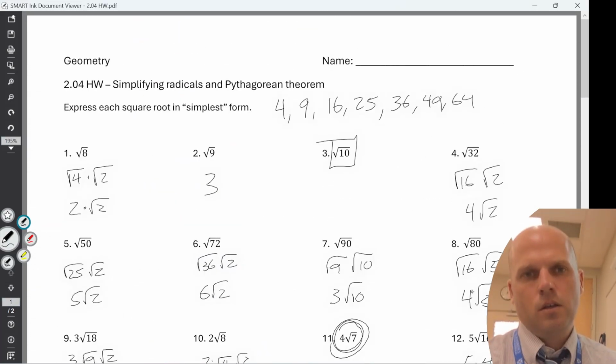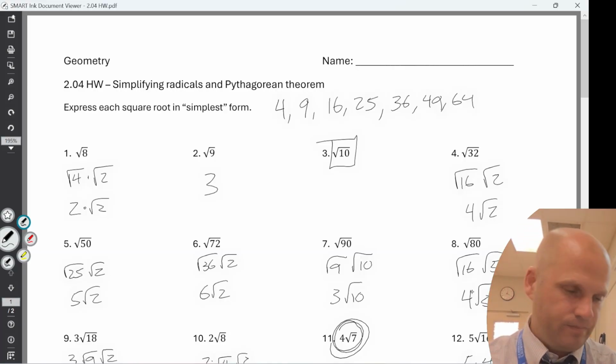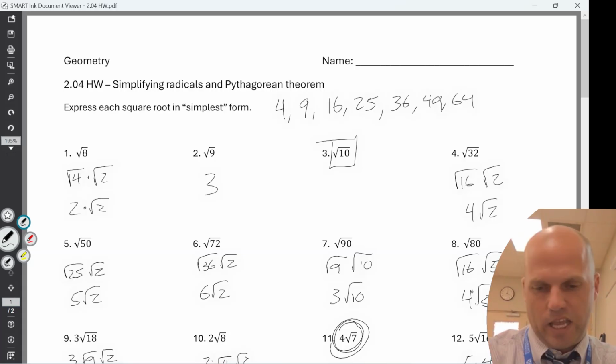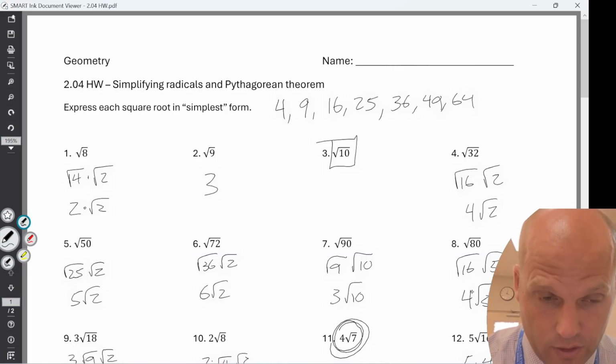And we'll see you for the next entrance ticket, and we will start transitioning outside of just length of a diagonal to more interesting things we can do with this Pythagorean theorem.